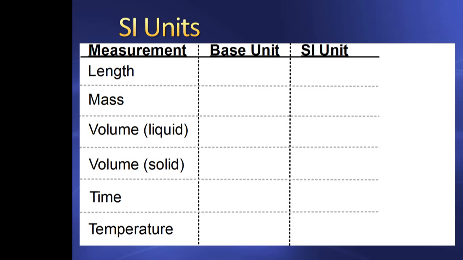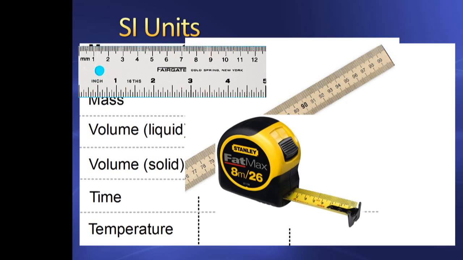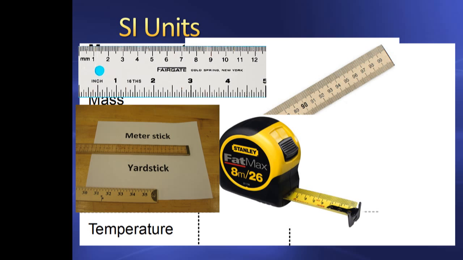The SI unit of length is meter, abbreviated M. Its base unit is also meter. To measure length, we use a meter stick, rulers, measuring tapes, and since many of you are used to yards, do note that meter sticks are a bit longer than a yardstick, so a 50-meter race is longer than a 50-yard race.